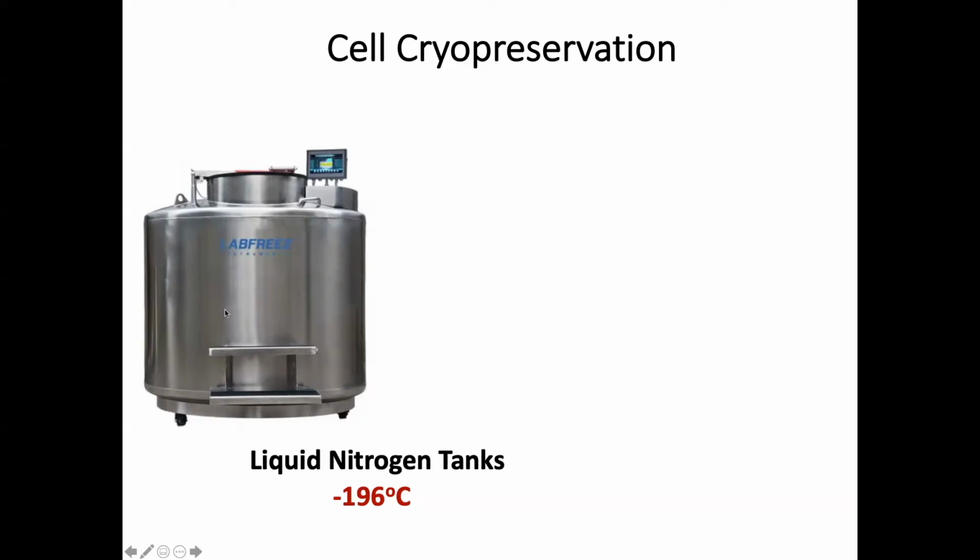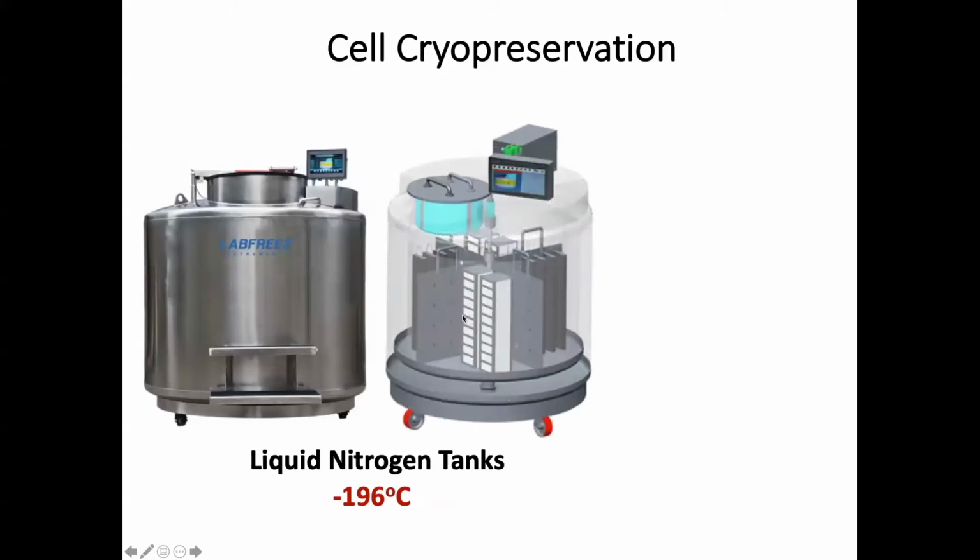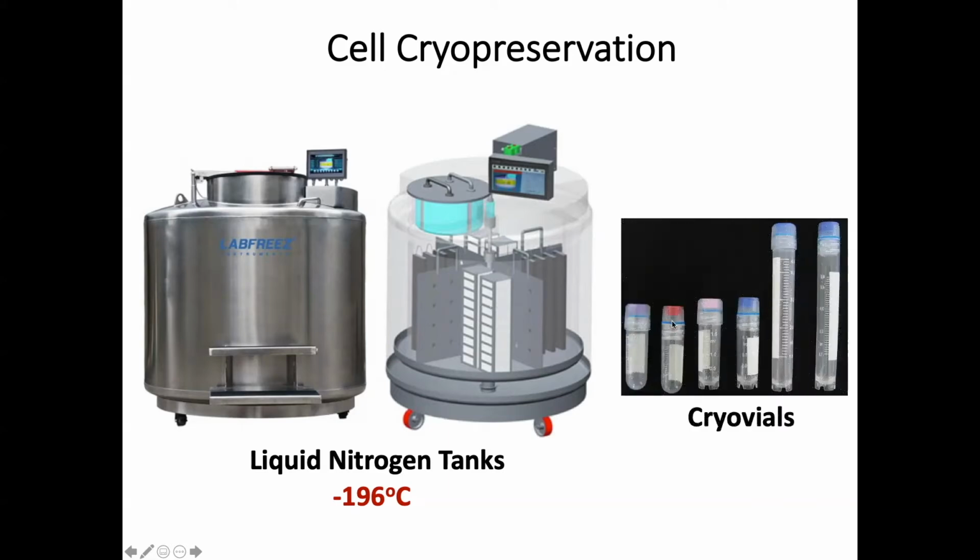Inside of the liquid nitrogen tank, you can see they have different racks. The boxes can be inserted into these racks safely. After the cells are frozen in these tubes called cryovials, they can be stored in these boxes and then stored in the liquid nitrogen tank. It has been tested that cells maintain their viability even after 30 years of storage. So theoretically, the cell's property can be kept for much longer, hundreds or even thousands of years.